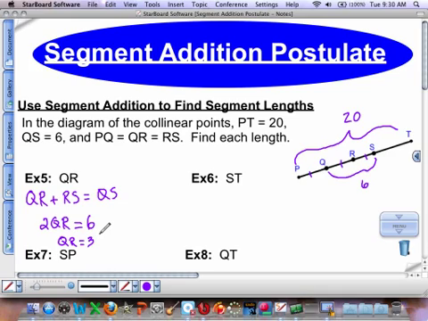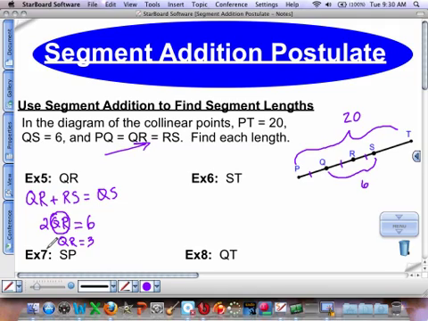So therefore, QR equals 3. Since we know that QR and RS are equal, that's what we're told here, that means that they can be substituted, so basically the same value. So I could rewrite that as 2 times QR is equal to 6. We want to solve for QR. How do we get QR by itself?